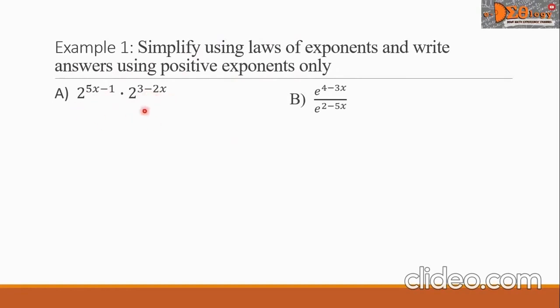So we have here multiplication of exponents with same base. So what we'll do is simply add the exponents. So we have 2 raised to 5x minus 1 plus the other exponent, 3 minus 2x. So we can directly remove the grouping symbol and add corresponding terms. So the 5x and the negative 2x we will combine together. It will be 3x. The negative 1 plus 3 is positive 2. So our final answer is 2 raised to 3x plus 2.